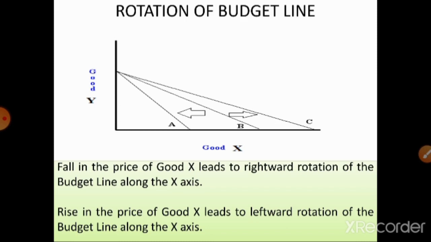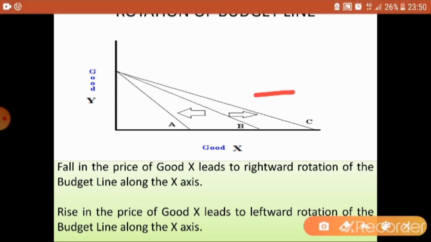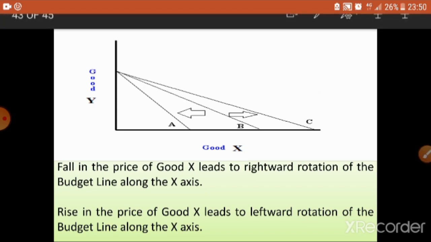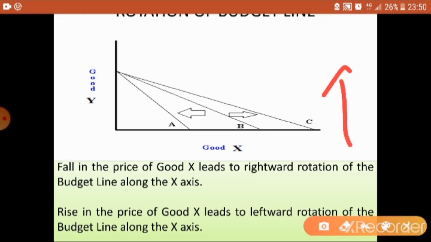The same thing we have discussed in the previous topic. The fall in the price of good X leads to the rightward rotation of the budget line along the X axis. When the price of good X falls, what will happen? The consumer buys more of good X than good Y. At the same time, if the price of X has increased, what will happen? The consumer will reduce the consumption of good X.